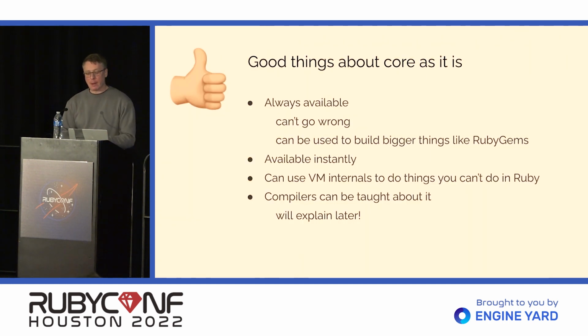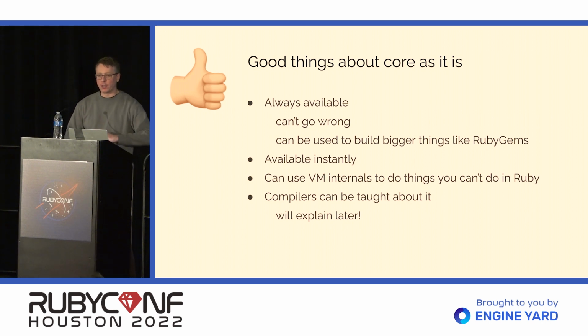There's many great things about core as it is. It's always available. It can't go wrong. You can't end up with the wrong version of core or find yourself without core installed. That's great. And it can be used to build bigger things because it's always available. So Ruby gems, for example, requiring gems, stuff like that, that's built on top of core. It's available instantly. As soon as the interpreter starts, it's just there, ready to go, which is great for application boot time.